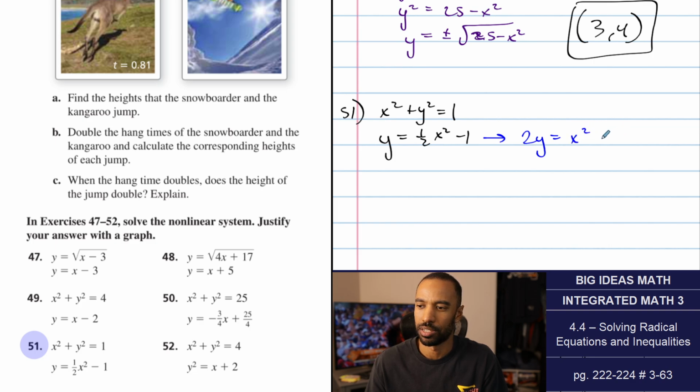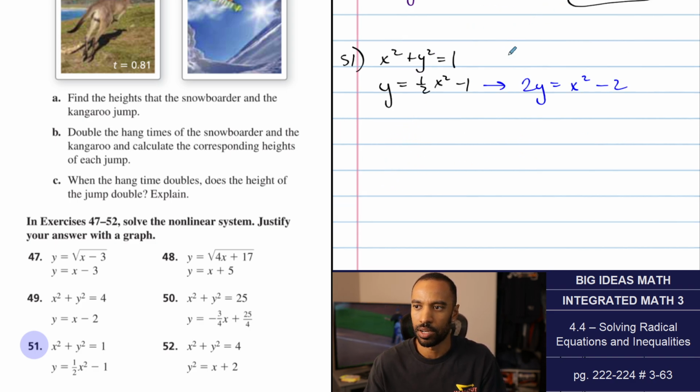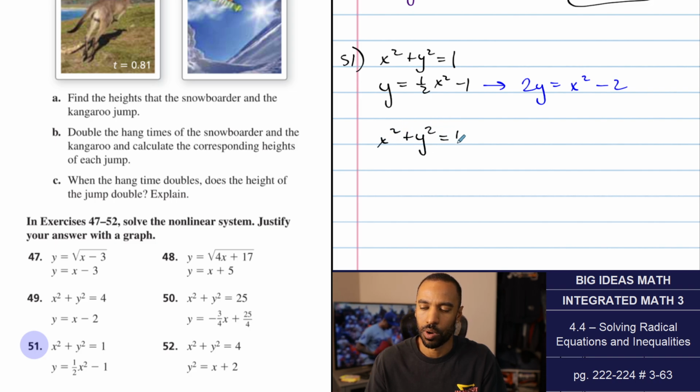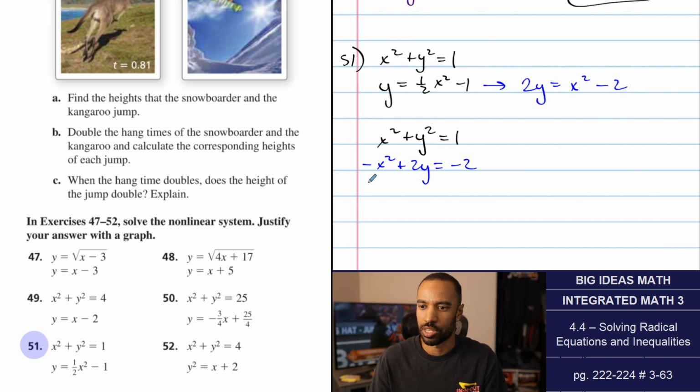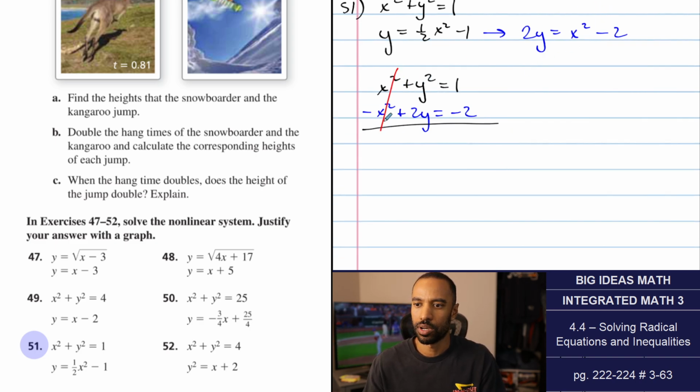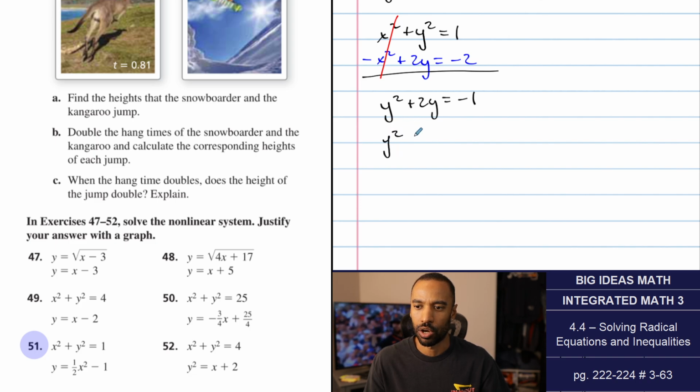Let's try elimination. Let's subtract x squared to this side of the equation. Remember the top equation was x squared plus y squared equals 1, right? We have x squared plus y squared equals 1. Let's subtract x squared to this side of the equation. We'll have negative x squared plus 2y equals negative 2. I'm going to use elimination this time and add down these lists. So this one goes away, and I'm going to solve for y first this time. We're going to get y squared plus 2y equals negative 1. Now when I add 1 over, I get y squared plus 2y plus 1 equals 0. And this factors into y plus 1 quantity squared, and there's only one solution, y equals negative 1.